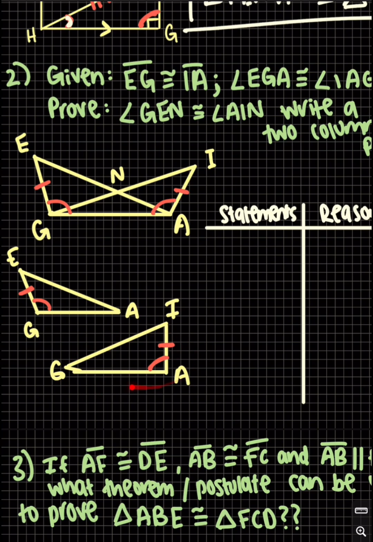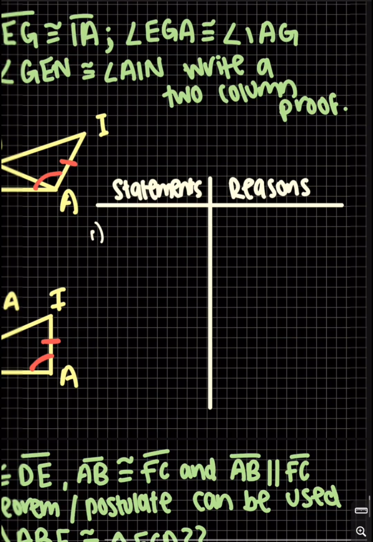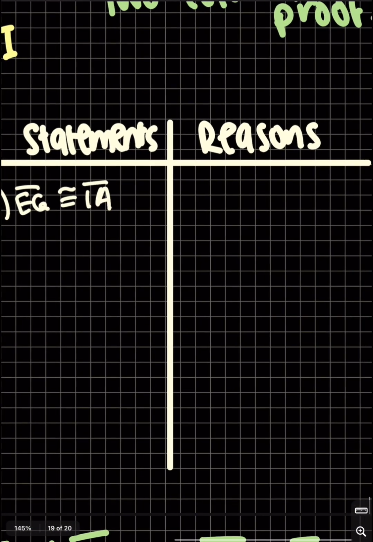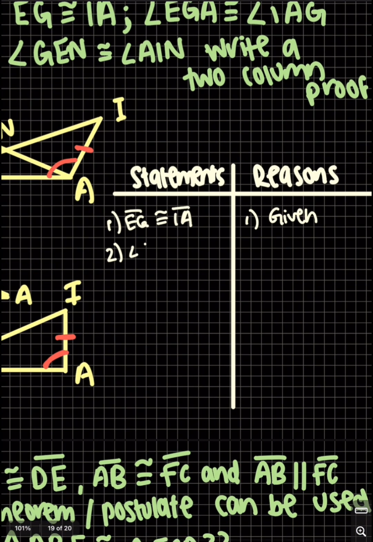But it does help to see that they are separate, in a way. So let's start with two-column proofs. As always, when we do our two-column proofs, we start off by writing our given statements. So whatever was given: EG is congruent to IA, that's given. And another given was that angle GEN is congruent to angle AIN. That's also given.